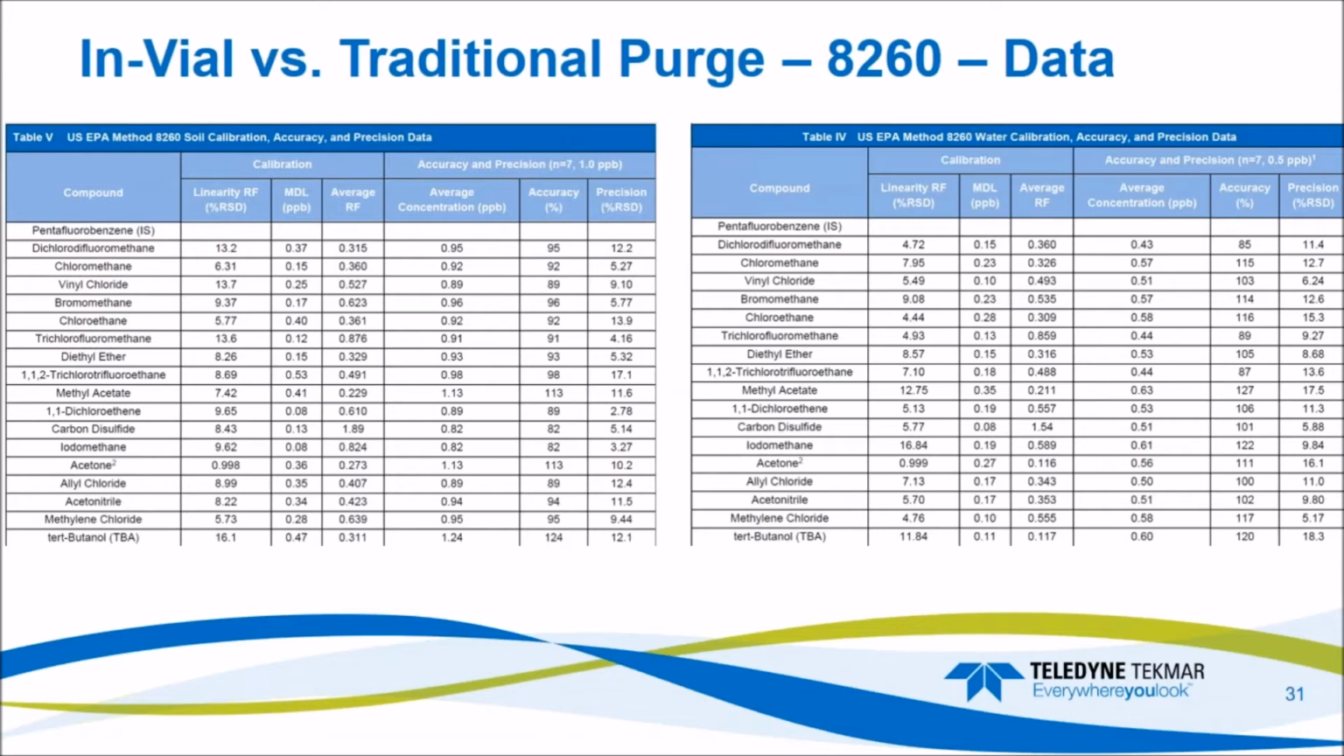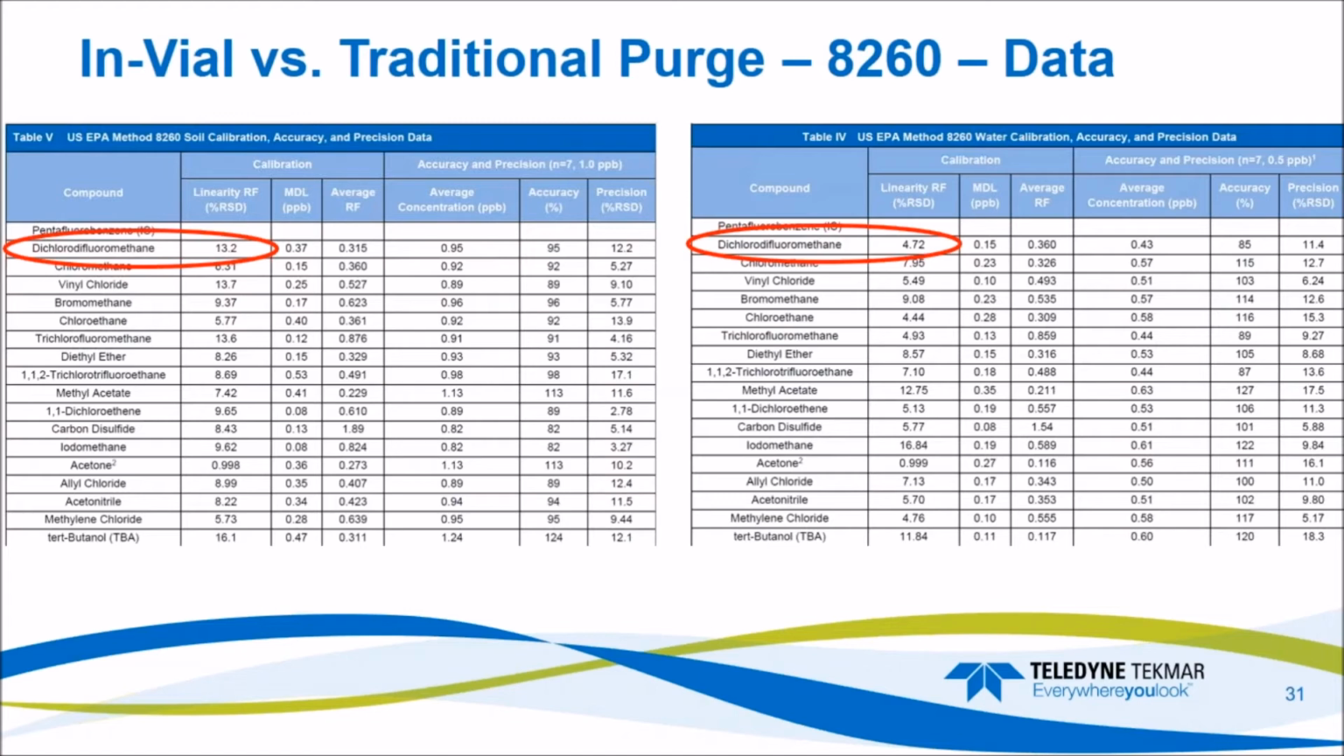A great example of the purge efficiency of a traditional purge in the Sparger is dichlorodifluoromethane. And as you can see, the RSD is a little bit higher for that in-vial purge. That is because in-vial purges create large bubbles, and it doesn't really create a water column for the compounds of interest to be efficiently or effectively purged. The smaller bubbles formed in the Sparger create a tall, narrow water column for those compounds to be efficiently purged.